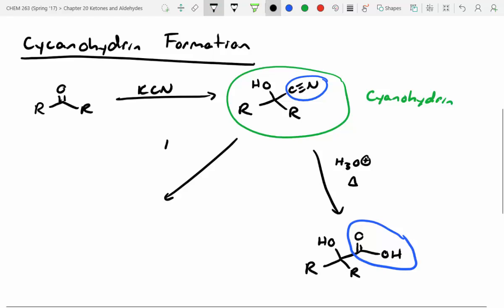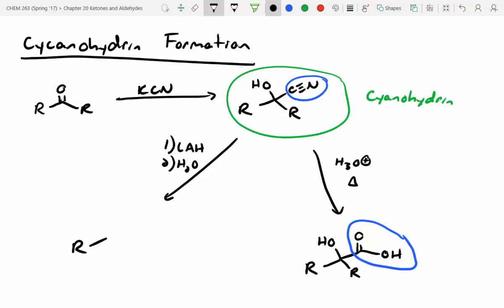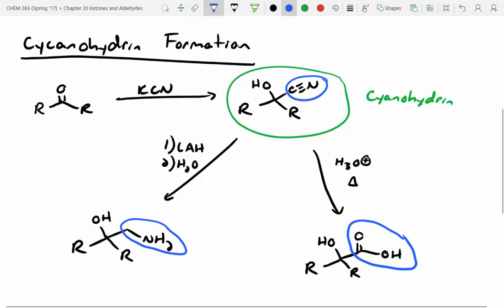Or what you can do is you can reduce your nitrile group using lithium aluminum hydride followed by water. And that will give you an amine. So the carboxylic acid chapter that we're going to cover in a few weeks goes over a lot of these reactions in more detail, but I did want to show you guys this reaction because the intermediate is similar to the chemistry we've been seeing.